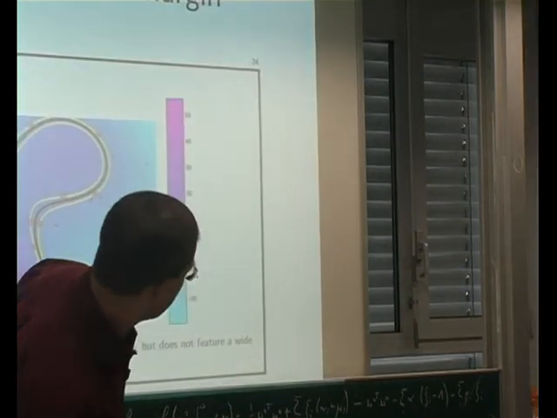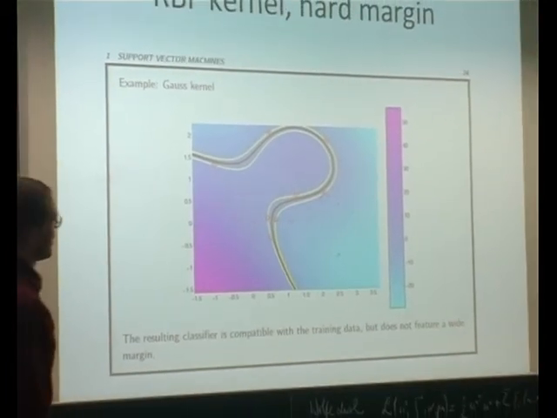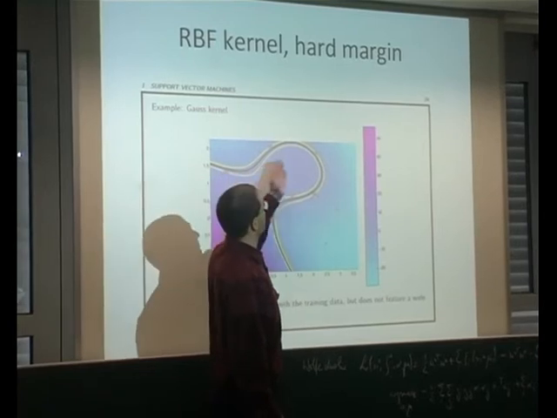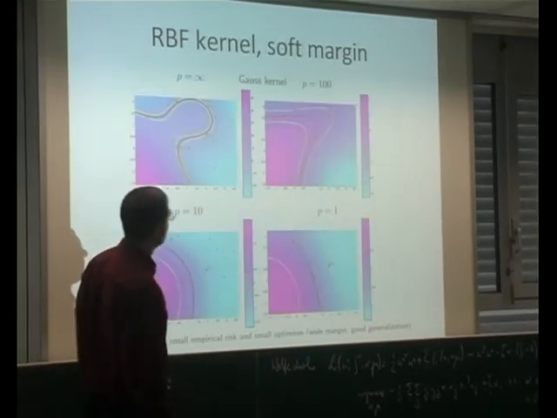So this was my toy data set, and for the hard margin SVM and some Gaussian kernel for a given choice of parameter, this was the solution that we obtained.